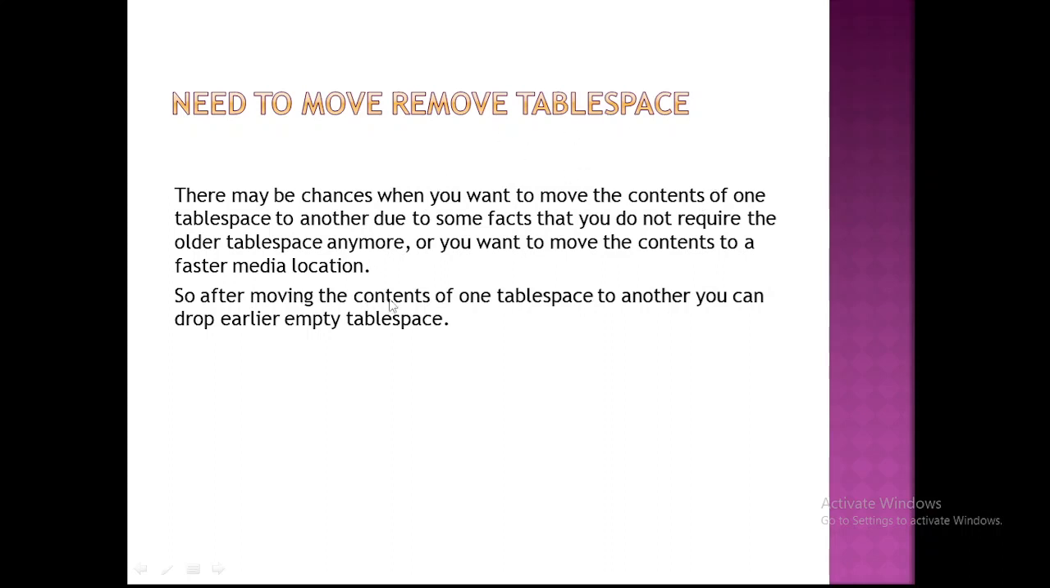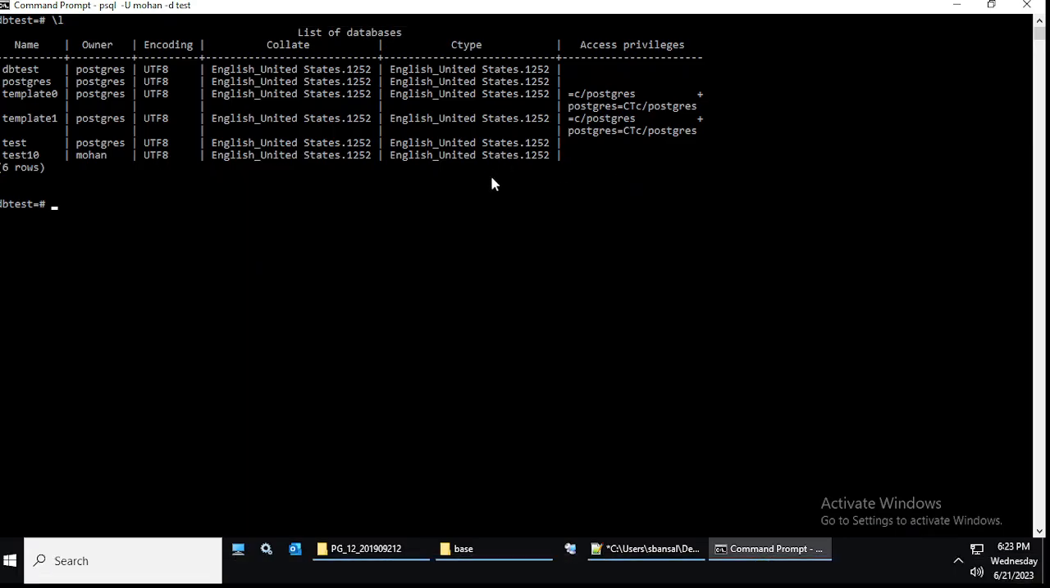So after moving the contents of the table space, like if you have databases, tables, indexes on that table space, you first need to move the contents of that table space to your newer table space, and then you can drop that entirely empty table space. But without making it empty, you cannot drop the table space. So thanks, and we are going to the lab to see what table spaces are and how we create them. Okay, so let's move to the lab.